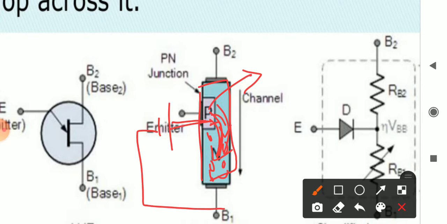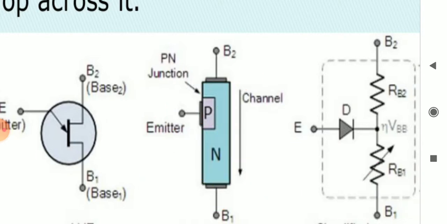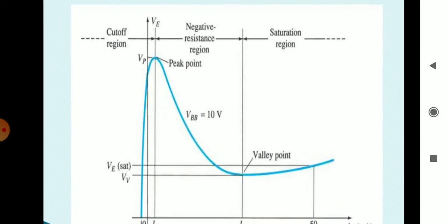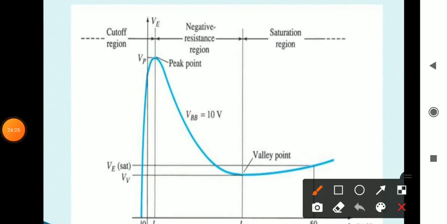So what will they do? Some holes will recombine with the N electrons and the rest get accumulated in this particular region. Because of that, the resistance present over here, that is RB1, will decrease. That's why it is a variable resistance. Because of this process, we call it a variable resistance. Now the resistance decreases and current starts to flow rapidly. That you can see over here in the graph. In the negative resistance region, the RB1 value is decreased.